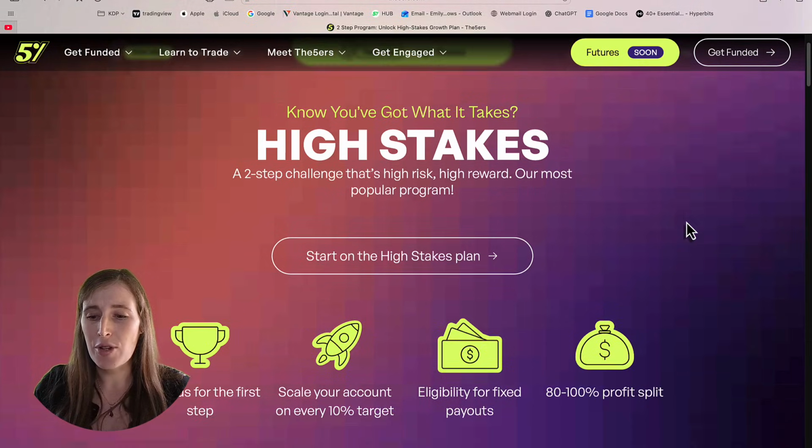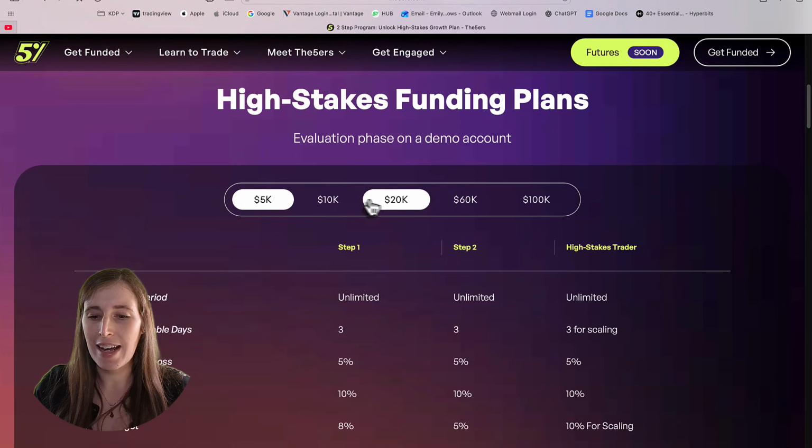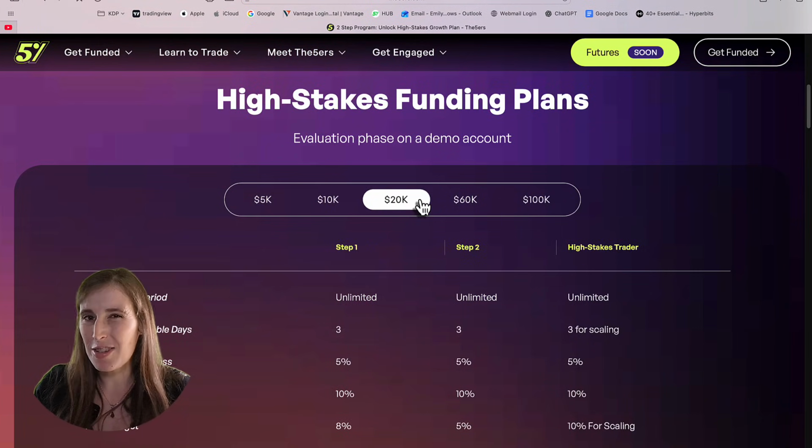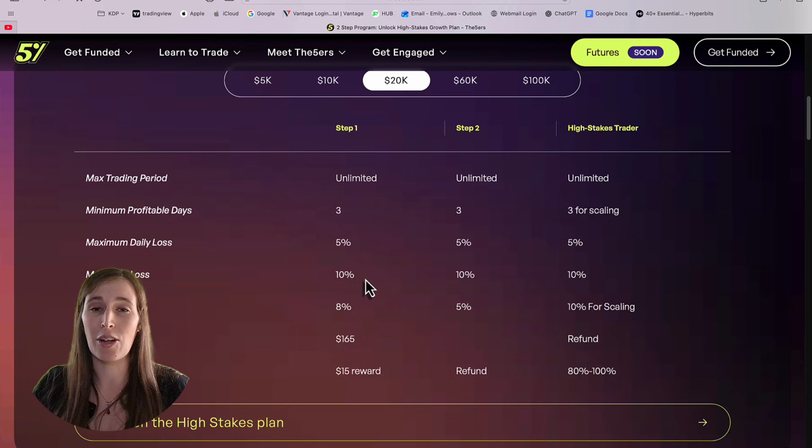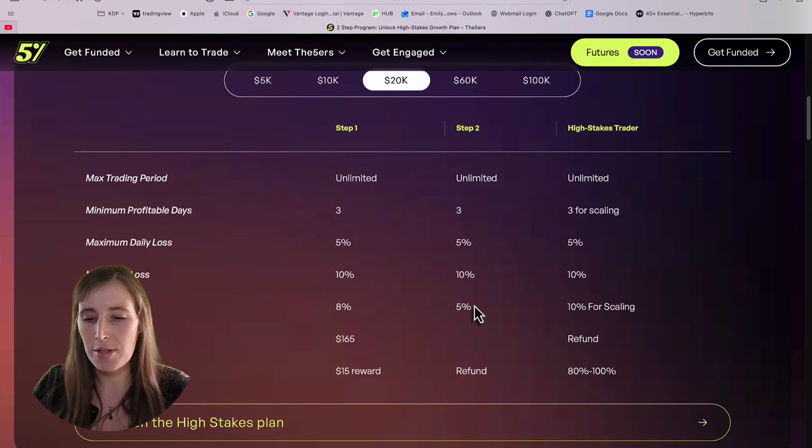This is a 2-step challenge. They have a few different account sizes available. So let's look at the 20,000, which is right in the middle. You have an unlimited amount of time to pass the program. There is a maximum loss of 10%, so you can't go more than 10% on the account in loss, otherwise you lose, and a profit target of 8% for step 1 and 5% for step 2. This is the cost of the program itself. It's $165, but if you pass the program, you get refunded that amount when you become a high stakes trader.